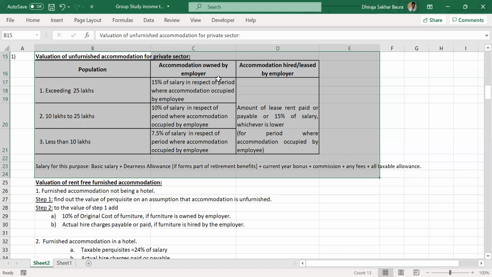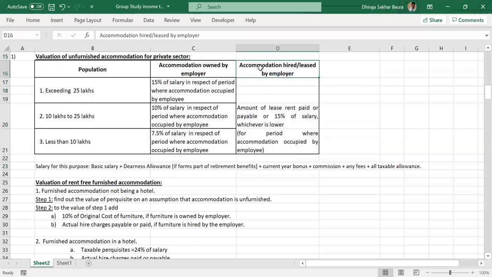Rent-free. Exactly. So now this provision is talking about when we have an unfurnished rent-free accommodation. So whenever a company is giving an apartment to an employee, and it is unfurnished, the important part is it is unfurnished. I don't have to explain what is unfurnished, I'm pretty sure, so I'm not going there. And in that, how much is the taxable value? The taxable value is determined by looking at two conditions.